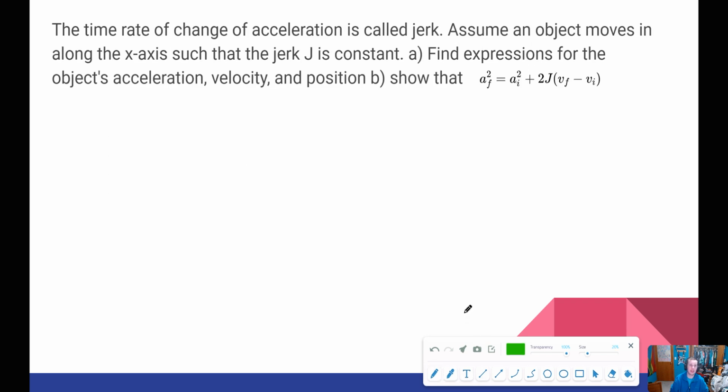Next up, we have the time rate of change of acceleration is called jerk. Assume an object moves along the x-axis such that the jerk j is constant. Find expressions for the object's acceleration, velocity, and position, and then show that the square of the final acceleration is equal to the initial acceleration squared plus 2 times the jerk times the change in velocity.